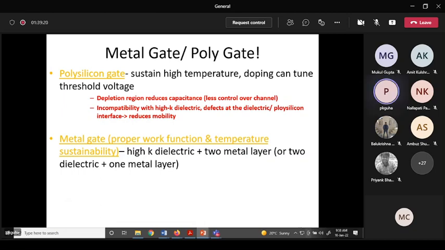Okay, so now we are going to discuss something else. Else doesn't mean we are not still in the IC roadmap and the implication of scaling down, but we are discussing metal gate and poly gate now.